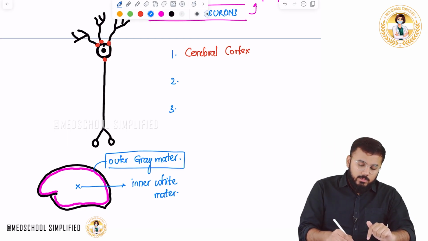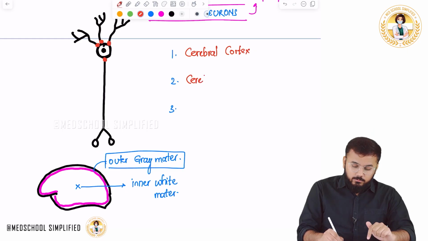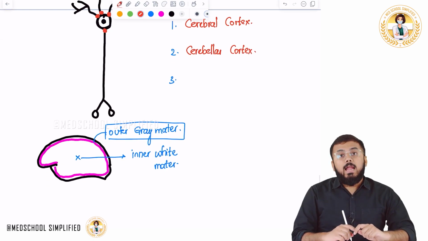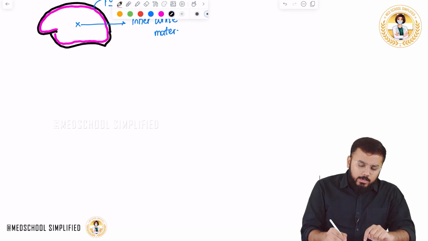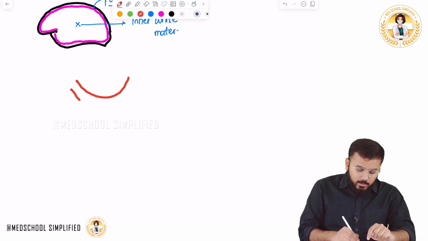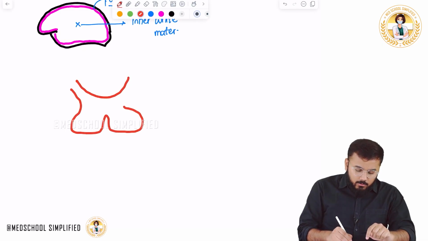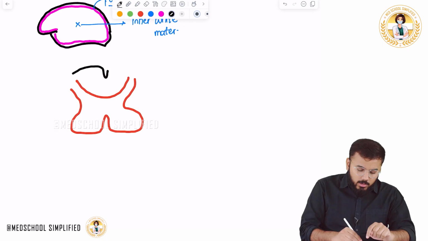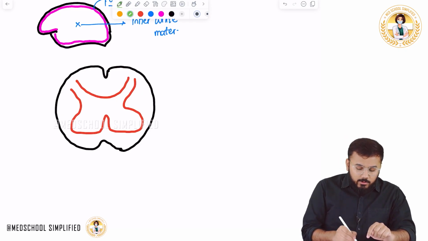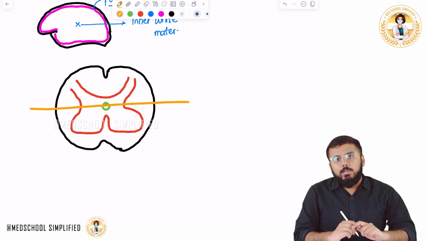So the second example here is the cerebellar cortex. And the third important thing is the anterior horn of your spinal cord, right? So just look here. Let us say this is your spinal cord, right? I have already recorded a lecture on the spinal cord. I just want you to go through this lecture, okay? So if this is your spinal cord, a cut section of the spinal cord, whenever you see a spinal cord, you need to divide the spinal cord imaginarily into 2 parts.